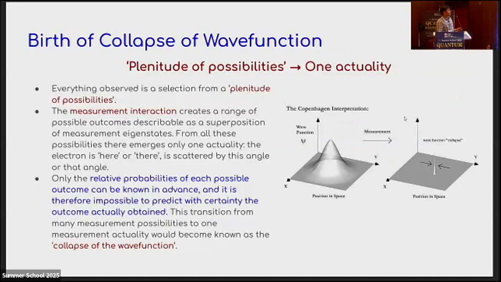So there he is thinking how my measurement interaction creates a range of possible outputs, which he described as a superposition of measurement eigenstates. From there I come to the conclusion that the electron can be anywhere, but from all these possibilities we can come to only one actual outcome. This transition from many measurement possibilities to one measurement actuality, he termed the collapse of the wave function.